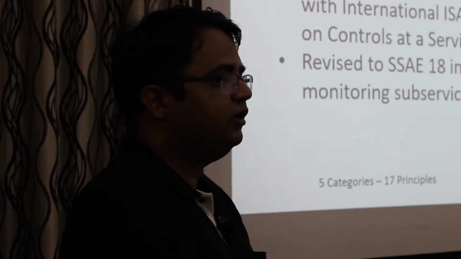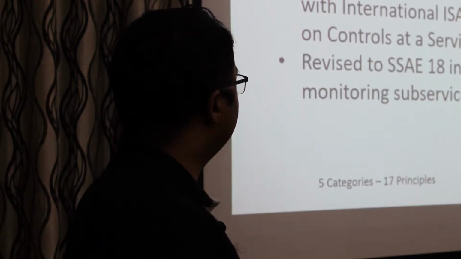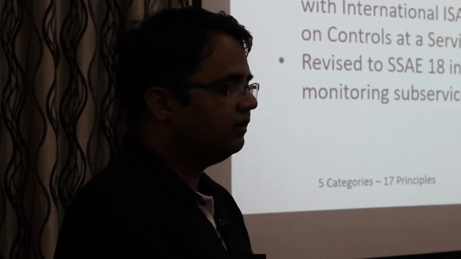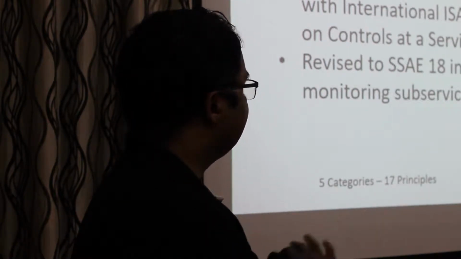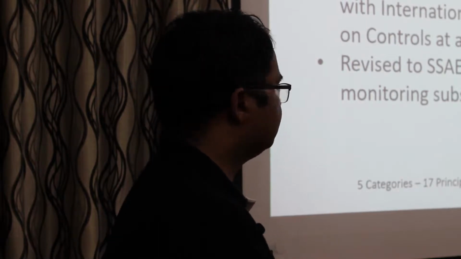It transformed into SSAE 16, in line with the international ISAE 3402 reporting requirements for things outsourced by the organization. That's where it was mapped with SSAE 16. The third and latest is SSAE 18, issued in 2017, and all reports issued after 15 December 2018 have to be in line with SSAE 18. The main part included there is the subservice organization controls.